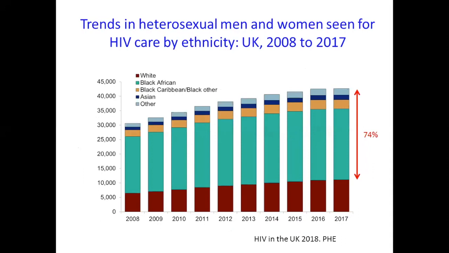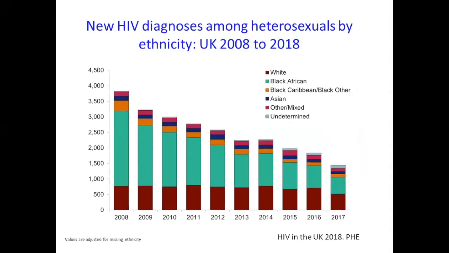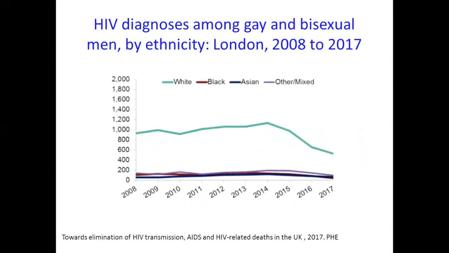So in terms of HIV and BAME populations, we can see that although BAME populations make up 14% of the population in the UK, they make up 74% of heterosexual men and women attending for HIV care. In terms of new HIV diagnoses, they also still make up the majority, especially amongst Black African communities. And when it comes to new diagnoses amongst MSM, the recently reported fall in diagnoses amongst white MSM is not as pronounced amongst MSM from BAME communities.